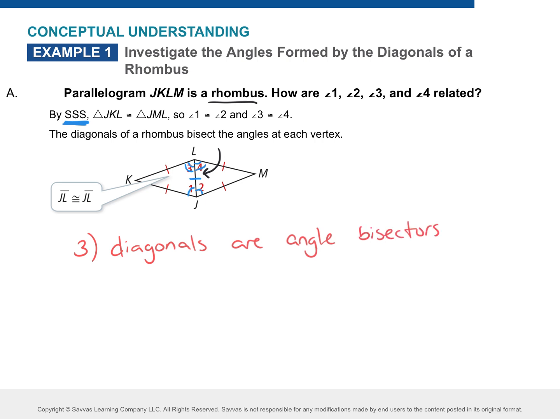Okay. What does it mean to be an angle bisector? It splits the angle in half. Okay. So L and J are split in half. If I drew another diagonal from K to M, would those also be split in half? Yes, because it's a diagonal. Okay, so diagonals are perpendicular bisectors and they are angle bisectors.